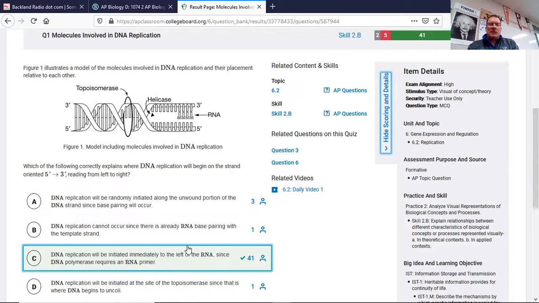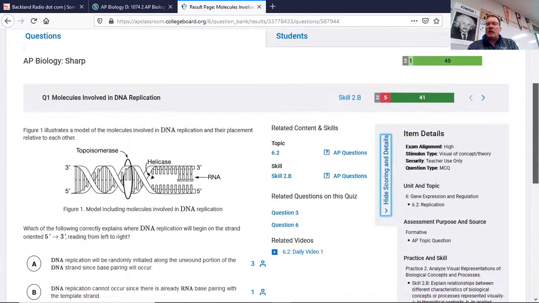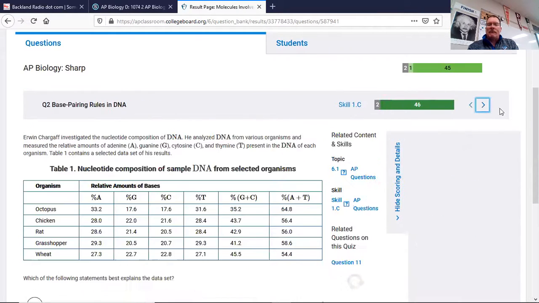And of course, the correct answer is C, as it asks what's going on in this strand oriented here. And you can just see it. Basically, it's the RNA primer. Since you see the RNA primer, then you know that the replication is going to begin right there. You see the helicase working and doing all that stuff there.